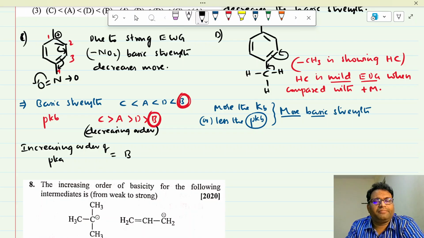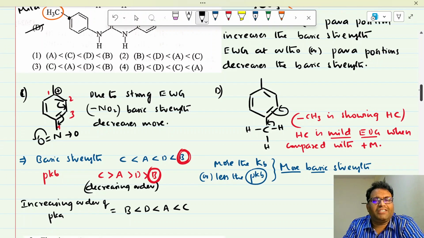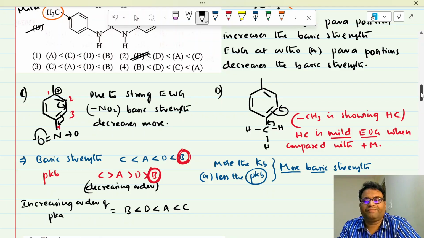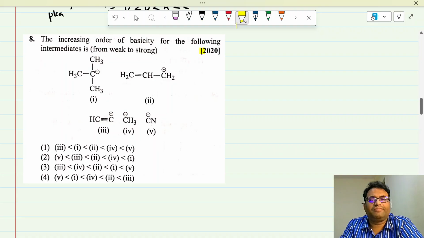B less than D, D less than A less than C. So where is this option? B less than D, D less than A less than C. So this will be the answer, right? Let's see the next question.